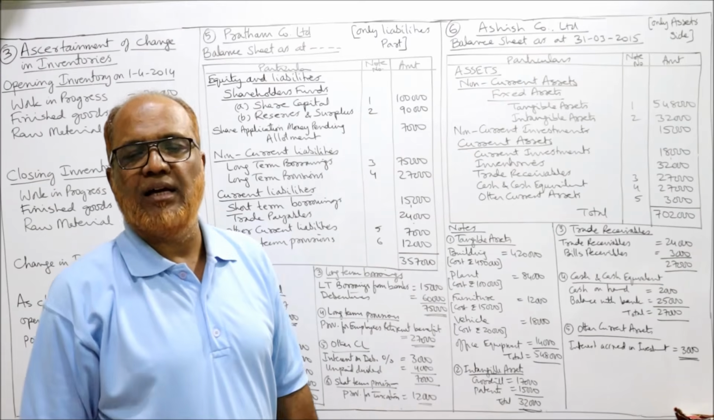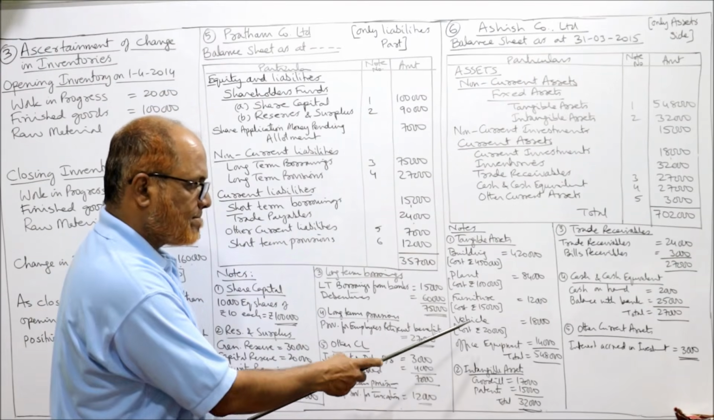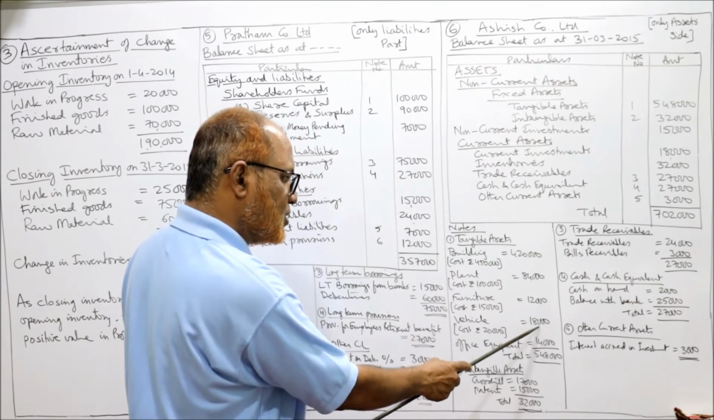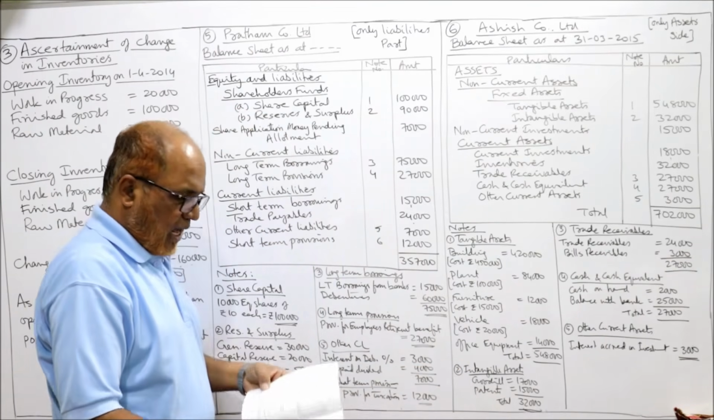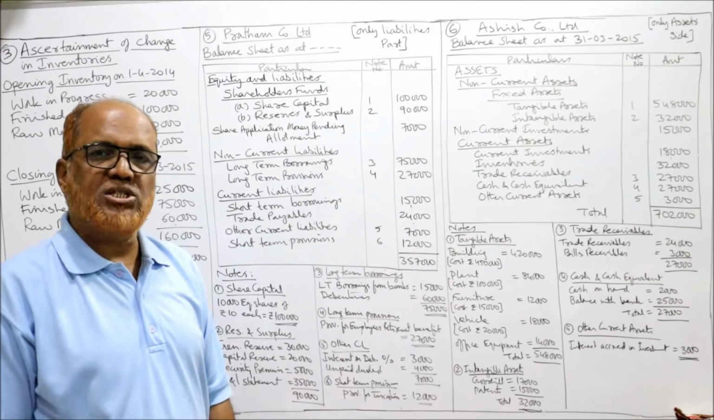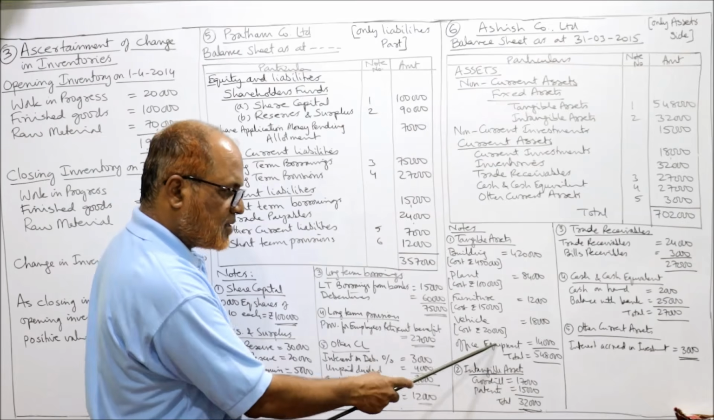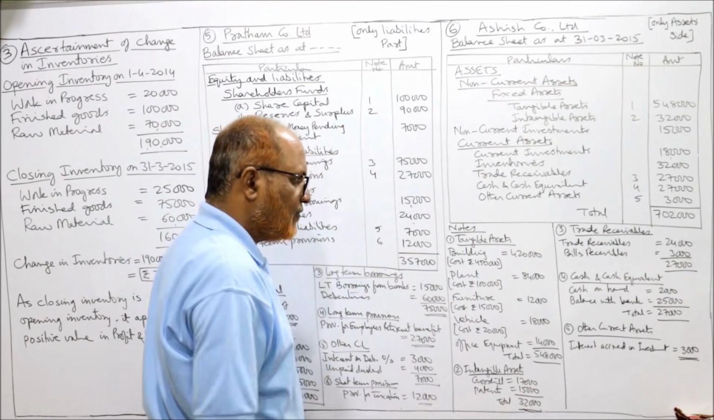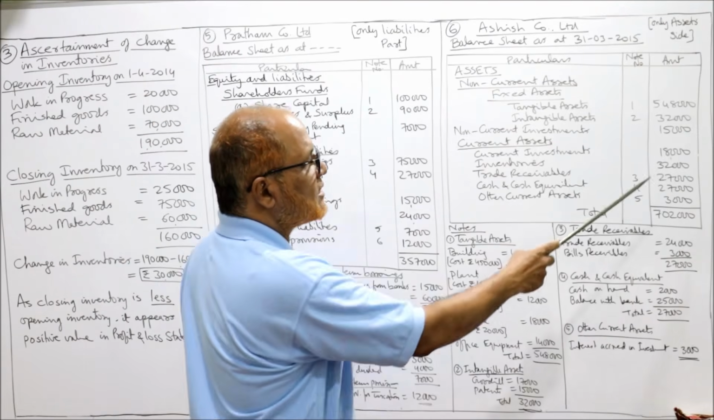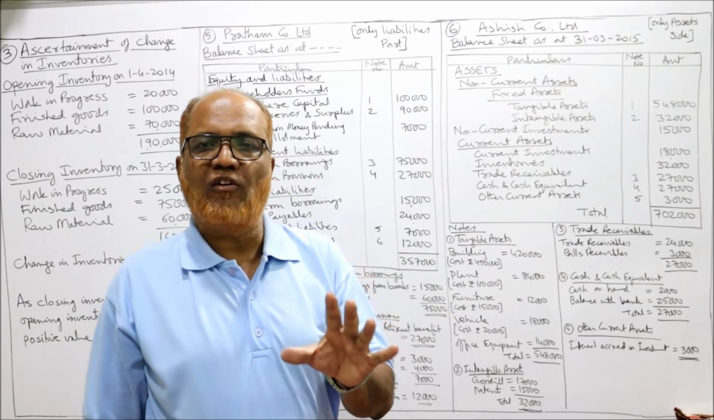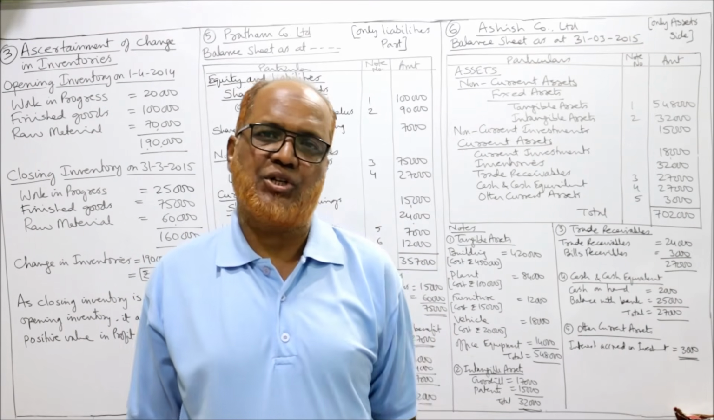Next, vehicle. It's a tangible asset. WDV 18,000, its cost 20,000. Last item, office equipment. Office equipment is also a tangible asset. Office equipment 14,000. The total of the tangible assets is 5,48,000. Here you can see 5,48,000. This is the method of presentation of the balance sheet.